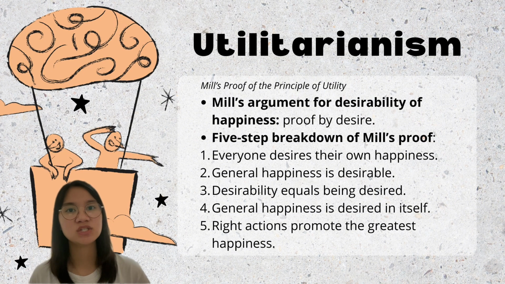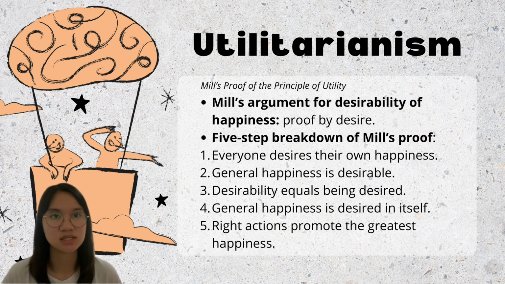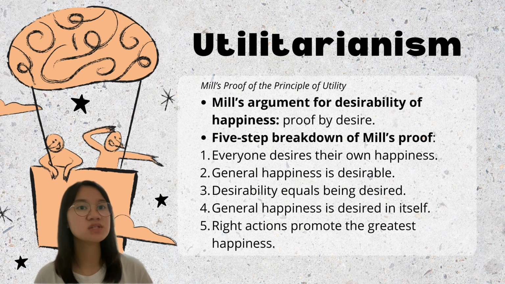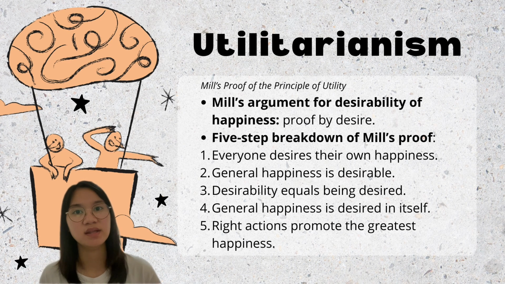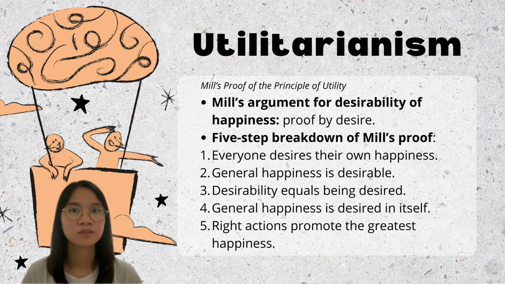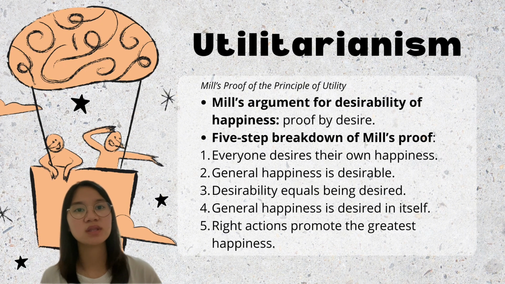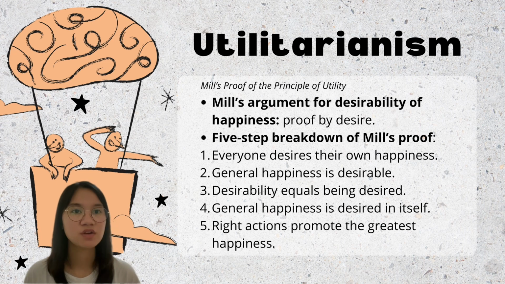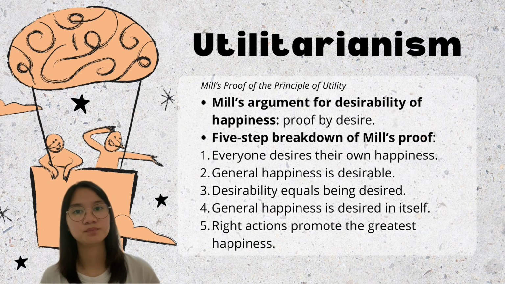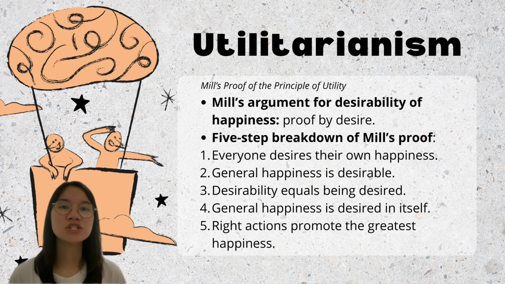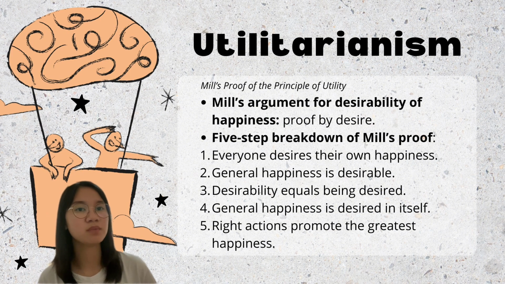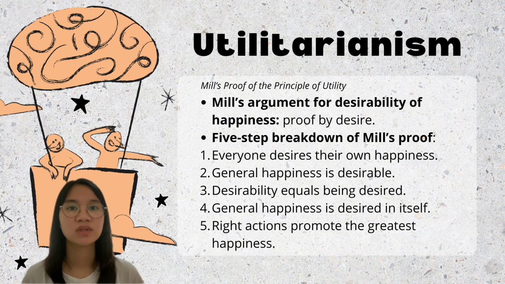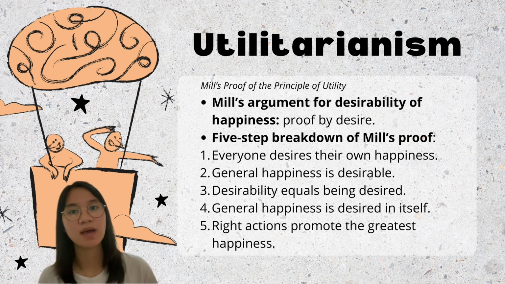He draws an analogy to other sensory experiences, just as the fact that people see something proves it is visible. The fact that people desire happiness is the only proof needed that happiness is desirable. Mill's reasoning can be broken down into 5 essential steps, forming the basis of his proof. First one, each person desires their own happiness. This is an observable fact about human nature. Individuals naturally seek their own happiness.